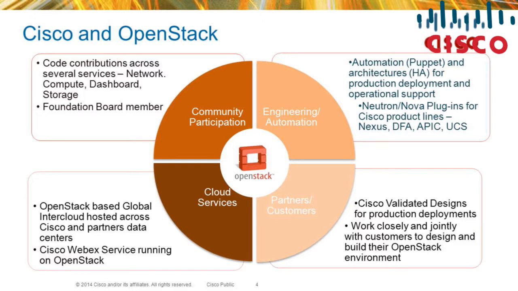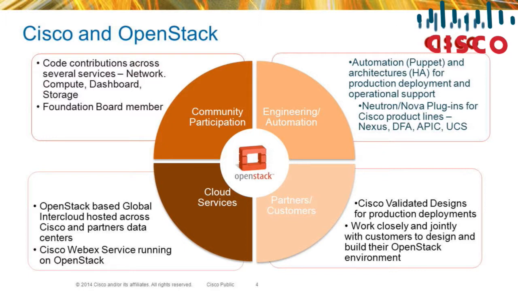The second area that Cisco is heavily contributing in the OpenStack domain is engineering and automation. What I mean by that is Cisco is enabling deploying OpenStack at scale by automating the deployment aspect of it. And it is doing that by using Puppet modules for a lot of the OpenStack services. And we are also providing reference architectures such as high availability for OpenStack services that allow you to deploy OpenStack in a production environment.